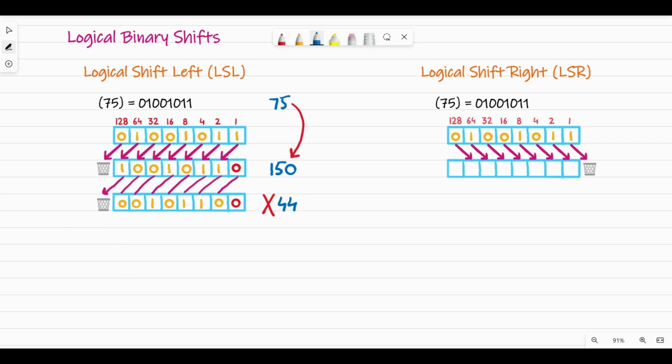Another way to remember whether the left shift multiplies or divides. If you could see, shifting the number to the left hand side, the powers of the bits or the weightages of the bits are increasing towards the left hand side.